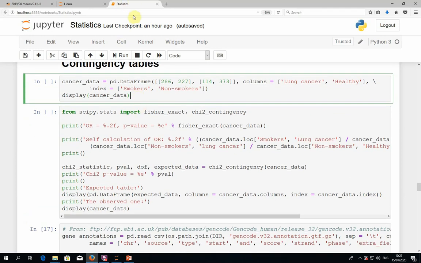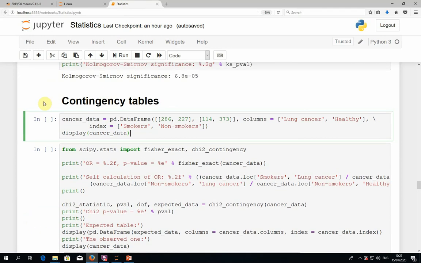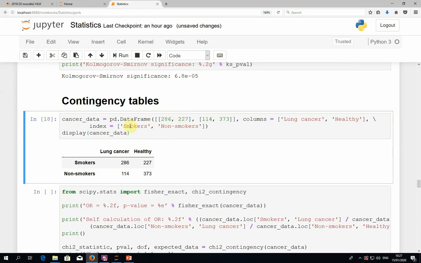OK, so I opened the same notebook from last week in the section of contingency tables. And I just hard-coded here the same table that I gave as the example of the lung cancer in healthy versus smokers or non-smokers. And let's see how we can use Fisher's exact and chi-squared test on this data.